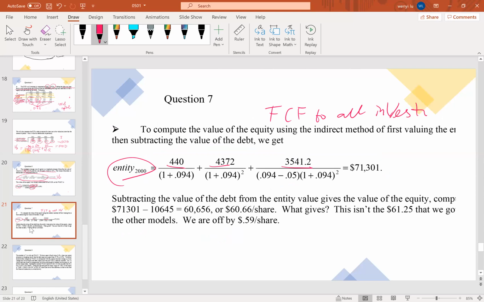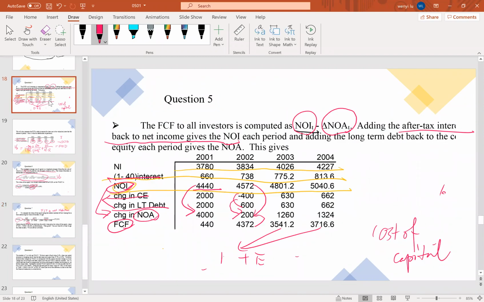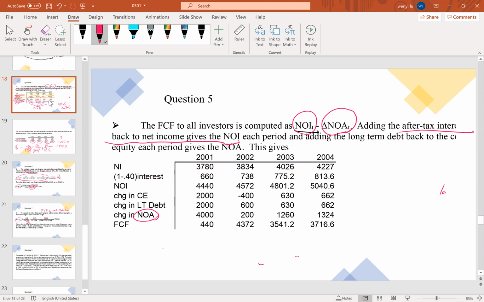Then use our cost of capital, WACC, as the discount rate. What is the free cash flow to all investors? You can see we already solved it in these tables. The 2001 free cash flow is 440, 2002 is 4372, and the other years will be these numbers. That's the free cash flow to the investors.